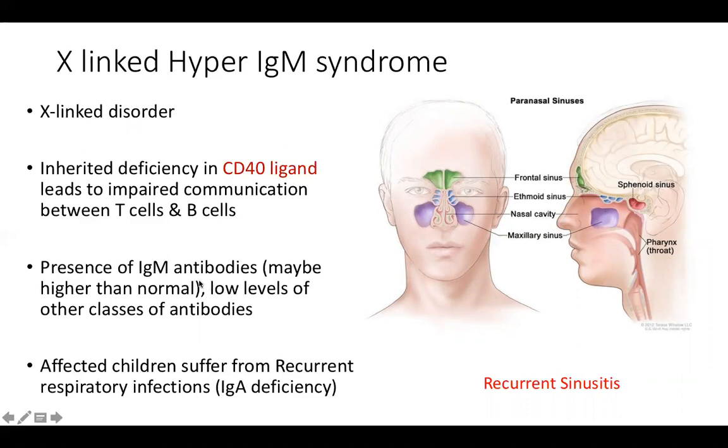So IgM antibodies will be present. It may even be higher than normal. Why? Because signal 1 coming from antibody antigen interaction is there, but there are low levels of other classes of antibodies.